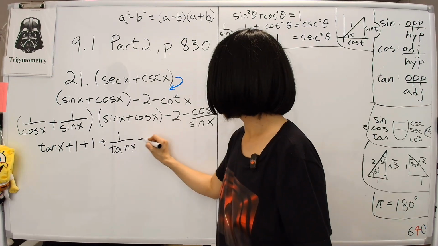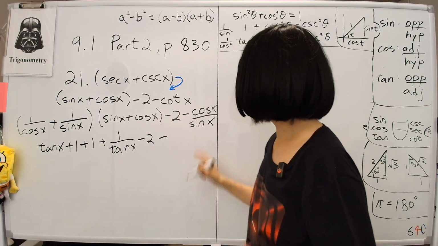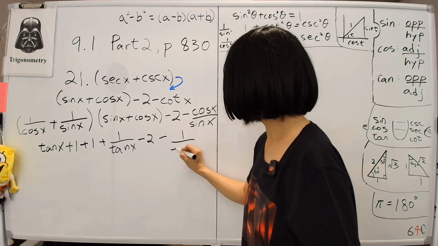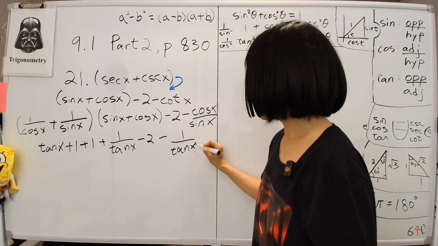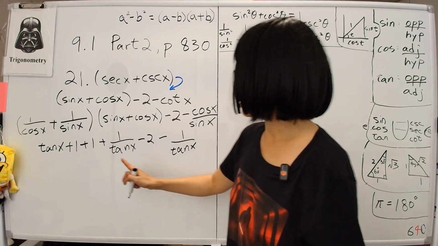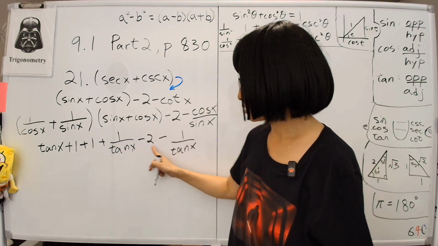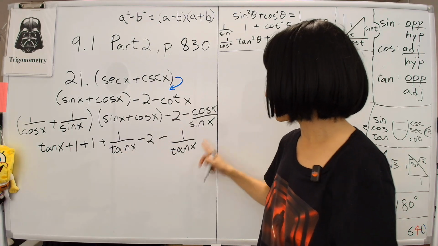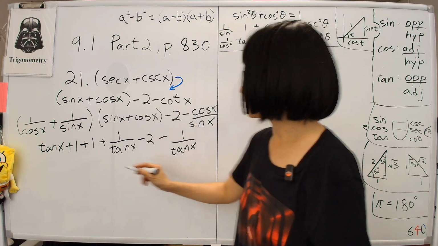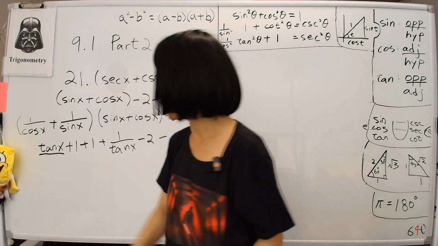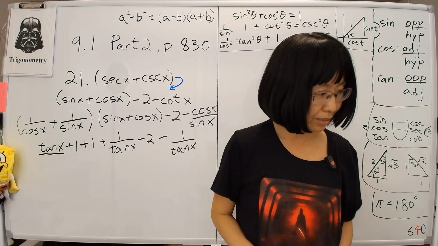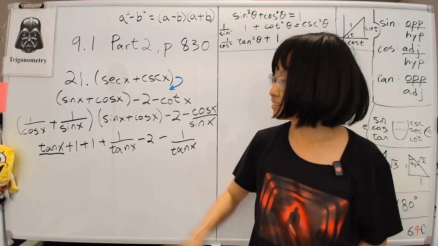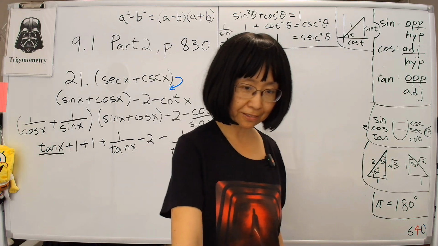And then we're going to minus 2. And then minus, see, this is cosine over sine, which is 1 over tangent x. So right now, we have plus 2, minus 2, that's 0. Plus 1 over tangent x, minus 1 over tangent x, that's also canceled out. So the only thing we have left is tangent x, and that should be our answer for problem 21. And I'm looking at the answer at the back of the book, and it matches. So that's problem 21.